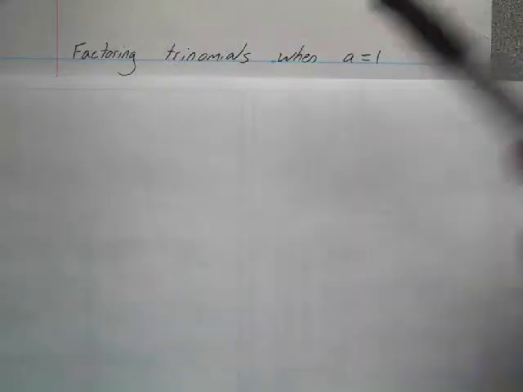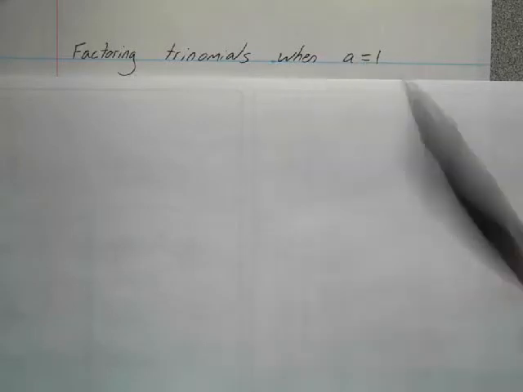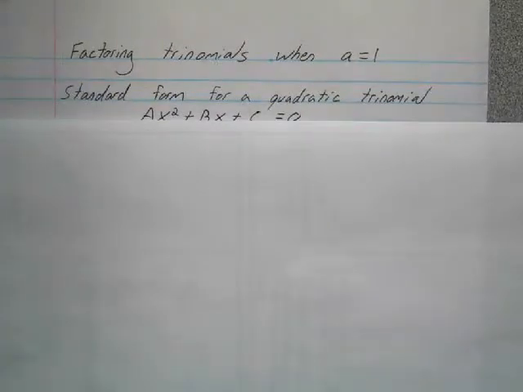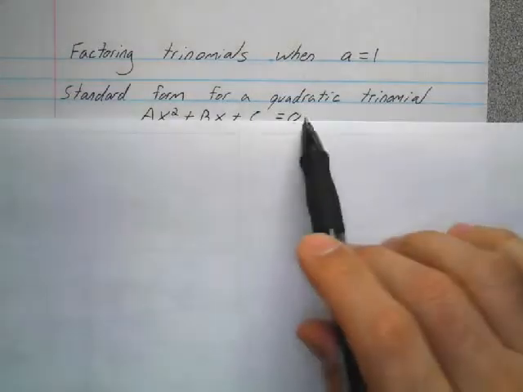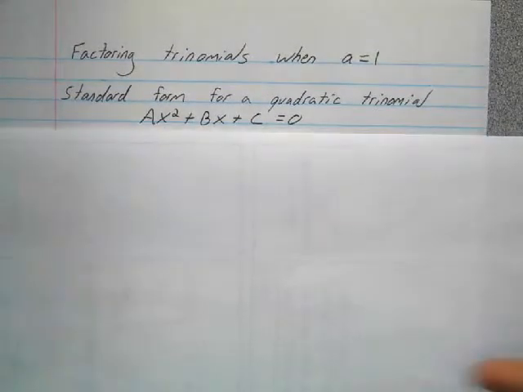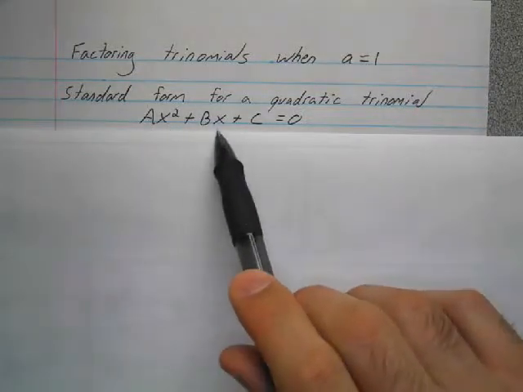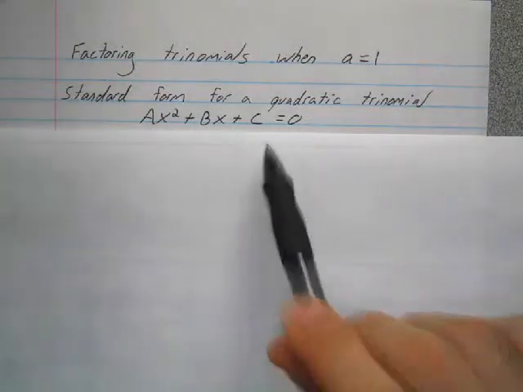With today's lesson, we're going to learn how to factor trinomials when a equals 1. To understand this, we should talk about the standard form for a quadratic trinomial. Again, as we learned before, that is ax squared plus bx plus c equals 0.